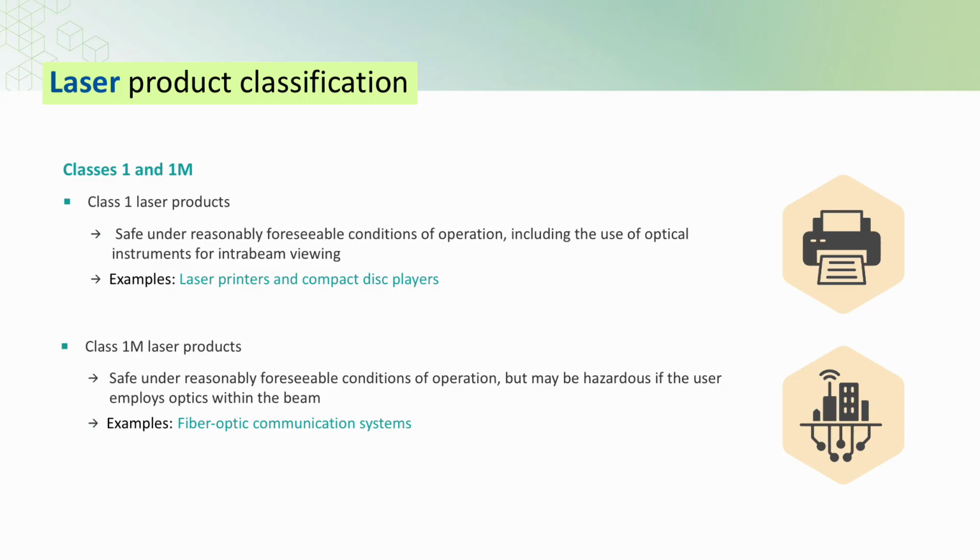Class 1 laser product is regarded as safe under reasonably foreseeable conditions of operation, including the use of optical instruments for intra-beam viewing. Examples are laser printers and compact disc players. Class 1M laser product is also regarded as safe under reasonably foreseeable conditions of operation, but may be hazardous if the user employs optics within the beam. Examples are fiber optic communication systems.